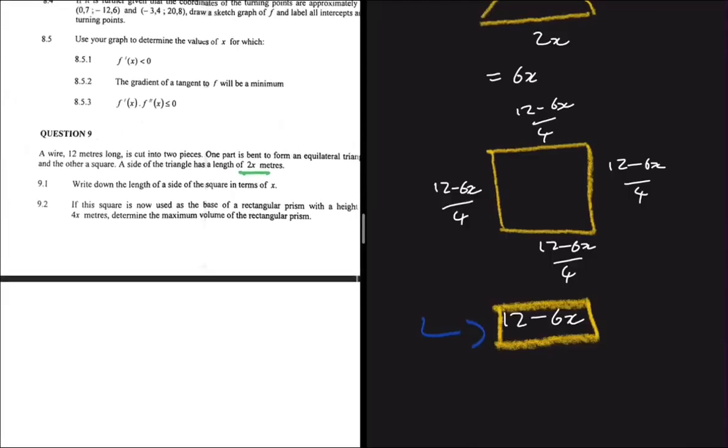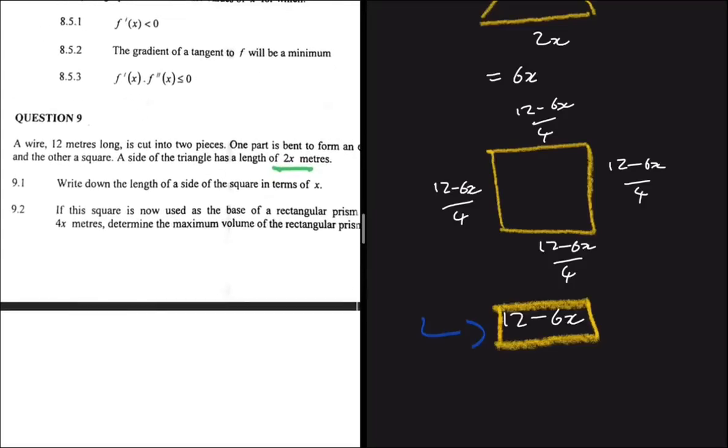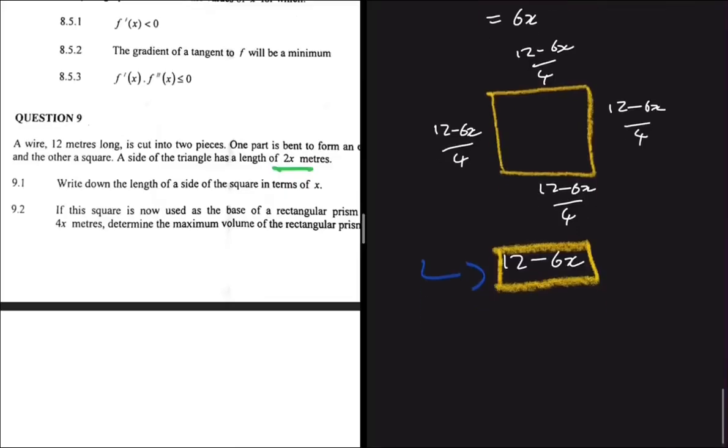So let's look at 9.1. 9.1 is saying let's write down the length of a side of the square in terms of x. We have already deduced that the length of the sides of the square will be 12 minus 6x divided by 4. So that is 9.1.